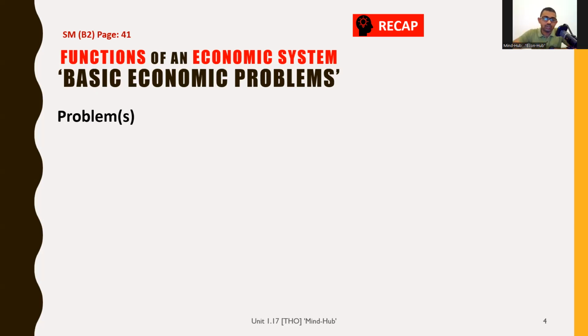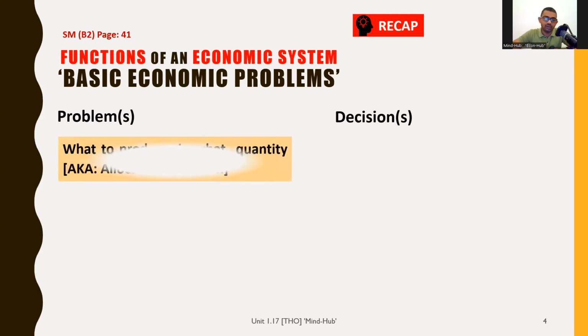So the first problem is what to produce and in what quantity, which is known as the allocation problem. We have a certain amount of scarce resources. We are trying to decide what we are going to allocate these resources to. Using these limited resources, we are trying to decide what goods and services we are going to produce, because we cannot produce all different types of goods and services as we only have a limited amount of resources.